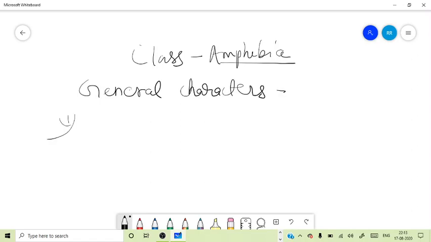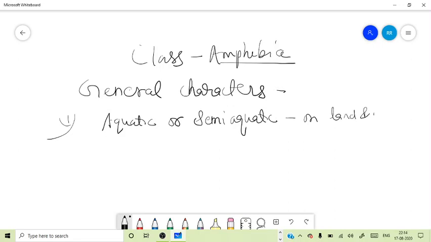The first character is that the members of this class are aquatic or semi-aquatic. That means they can live on land and water both. So that is why they are called amphibia or amphibians.